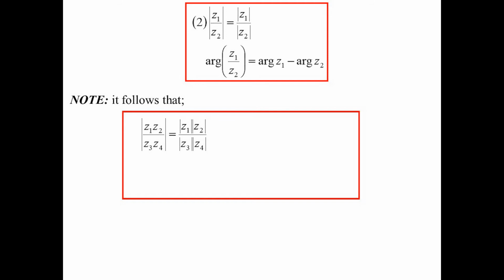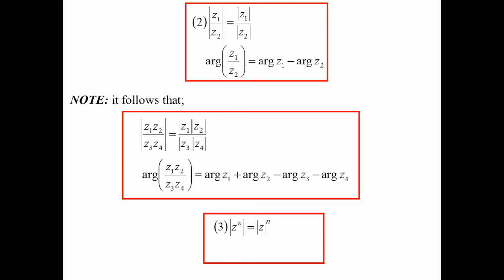Z1 times Z2, so we can do that on the top, and on the bottom we can do the Z3 times the Z4, that works. When it comes to the arguments, whatever's on the top of the fraction would have a positive argument, and whatever's on the bottom would have a negative argument because we're dividing by that. So I'd go argument of Z1 plus argument of Z2 minus the argument of Z3 minus the argument of Z4.